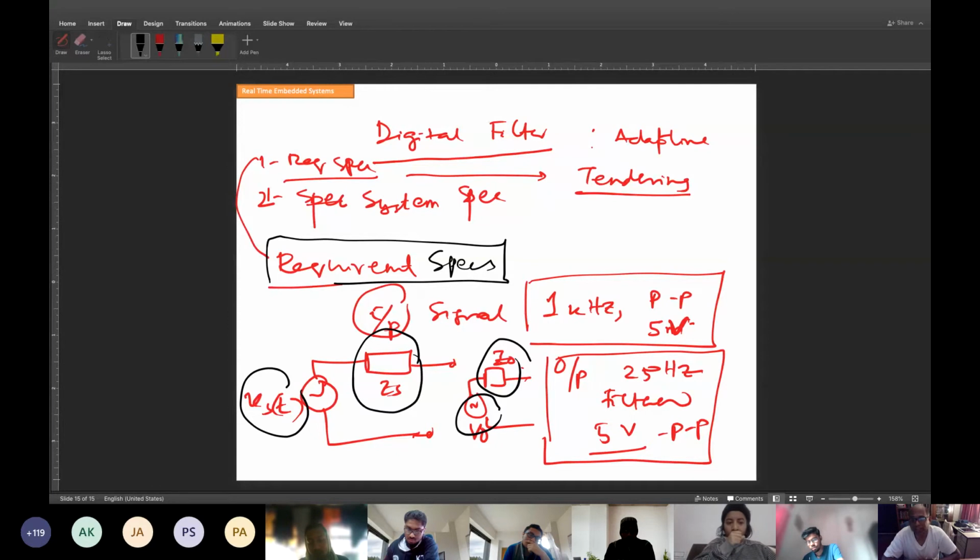In your Proteus simulation, you are not bothered about this because you are using a signal generator with an adaptable source impedance. Have you used a signal generator earlier in your network signals and network lab? Yes, sir. So did you see there are some impedances written on the signal generator? There is a knob which will tell you 60 ohm, 10 ohm, something like that.